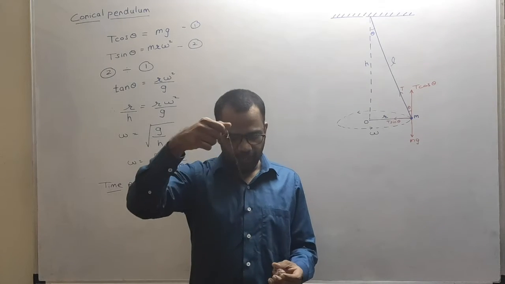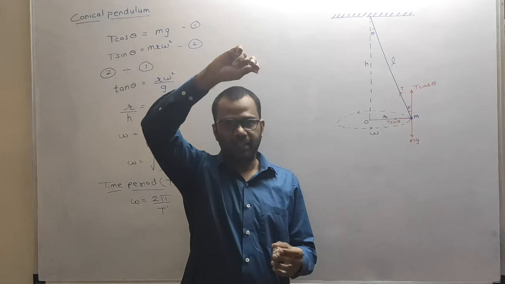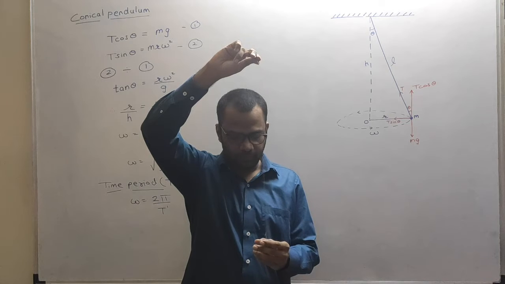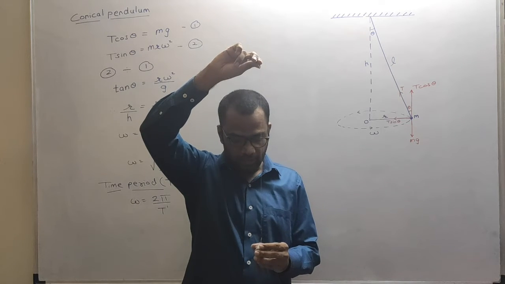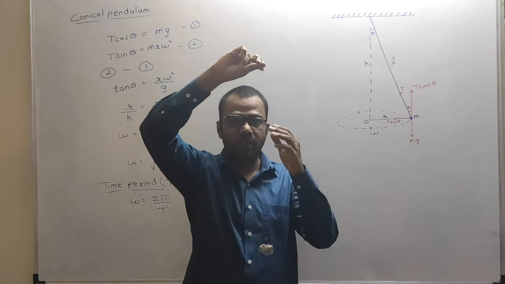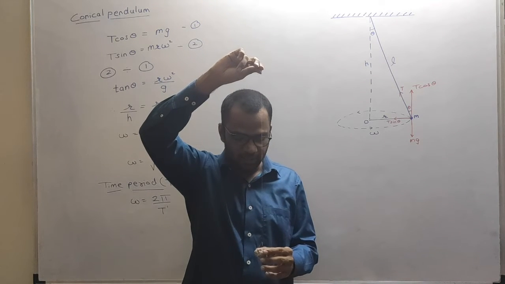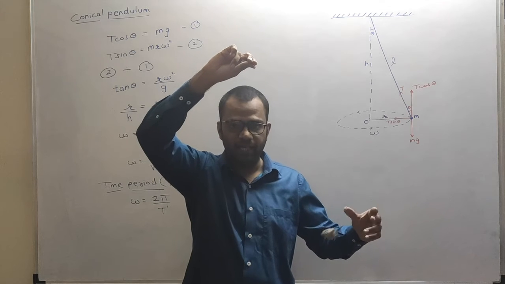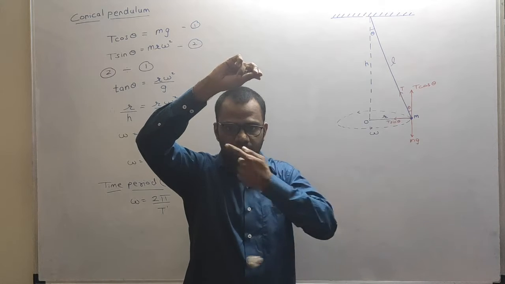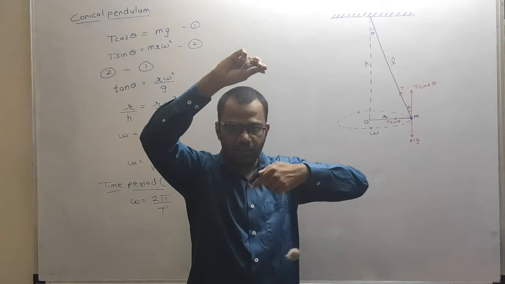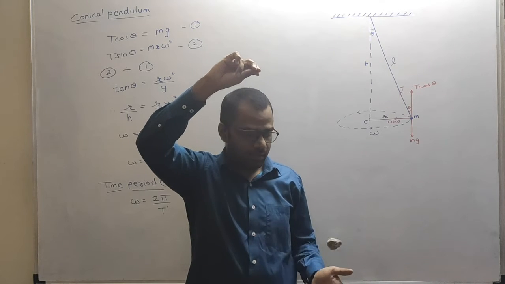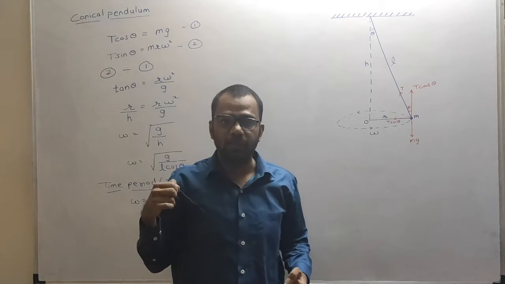Alright, now I have with me a string and a stone is attached at the end of the string. Now this can be called the bob, and this is nothing but a simple pendulum. If I disturb this from its equilibrium position, it will keep on oscillating like this, in this manner. Getting this? So this is nothing but a simple pendulum. Now today we are going to study about the conical pendulum.